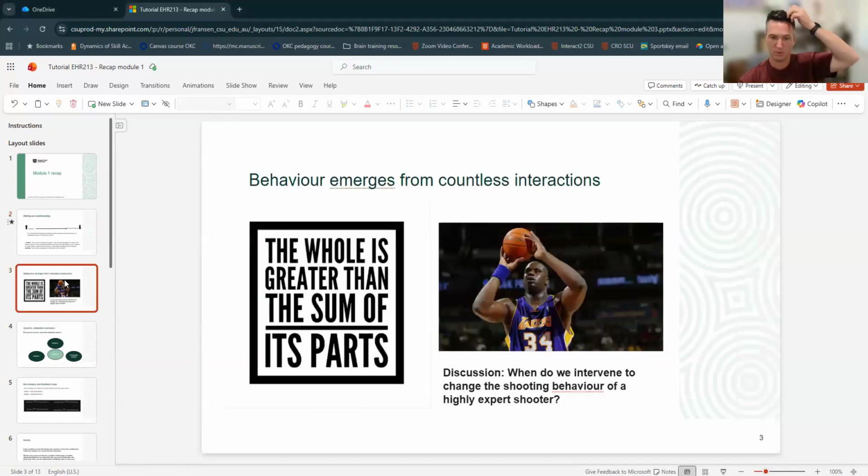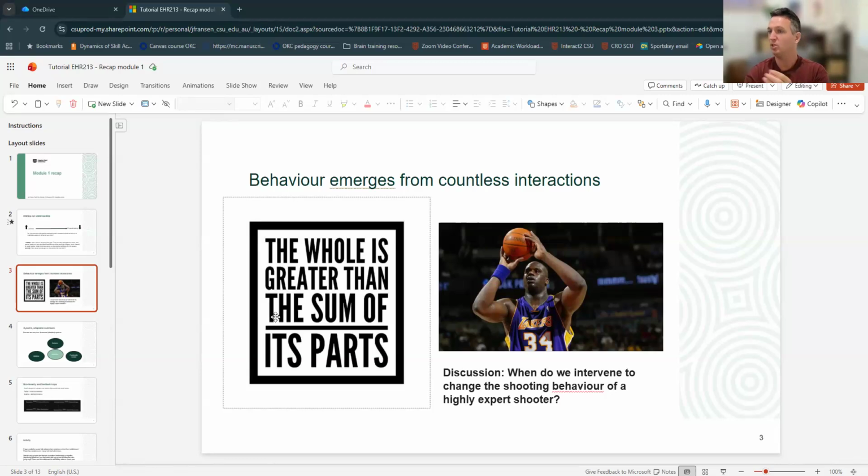Now, as we move on to the next section, there's a little bit of background I have to tell you here. For the last 5 years, I've been involved with an NBA team working with particularly shooting, doing coach education, but also interventions with shooters. So this is particularly close to my heart, right?